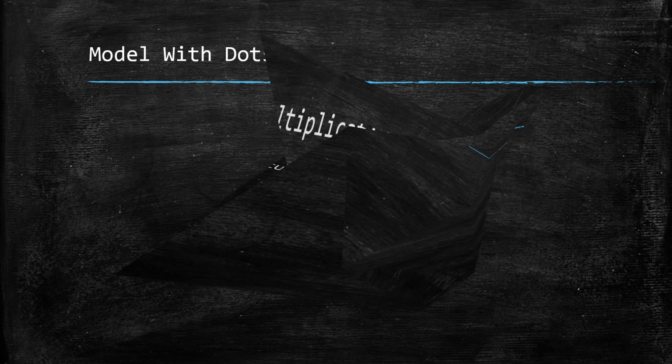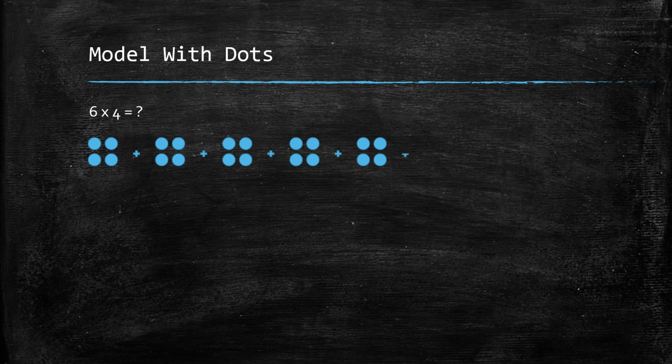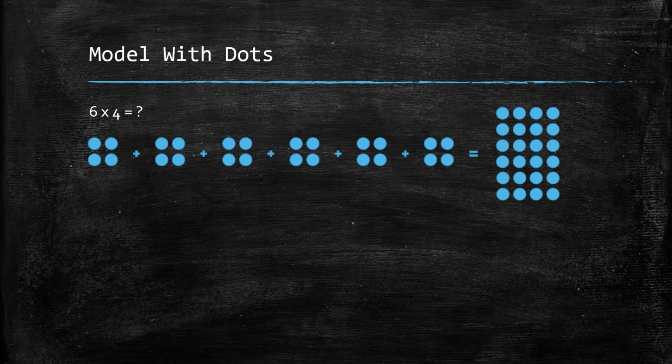Alright? So to help you picture multiplication better, we can model it with dots. So if I had 6 times 4, I could express it as 4 plus 4 plus 4 plus 4 plus 4 plus 4 equals 24. Because we're adding 4 6 times, and if we add that all together, we get 24.